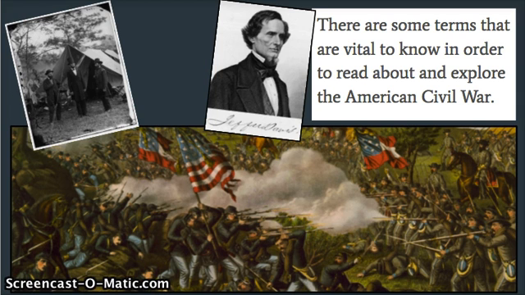Pictured at the bottom of the page is an artist's rendering done by Kurz and Allison in 1890 of the Battle of Chickamauga in Georgia. Can you spot the Union flag and the Confederate flags pictured here? Keep an eye out for those. We'll learn more about them later.